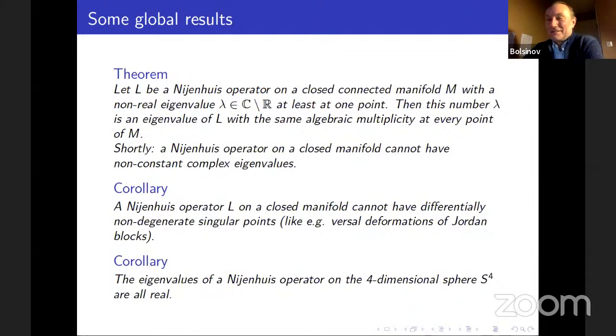It doesn't follow directly from the Newlander-Nirenberg theorem, because there could be some sort of mixture of real eigenvalues and complex eigenvalues. The complex may become real, the real may become complex, but still what is said here is true. If the manifold is closed, then this sort of perturbation or transition from complex to real is just impossible.